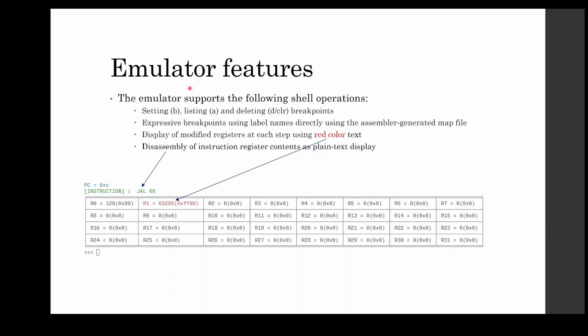Emulator. The emulator supports a variety of shell operations, including setting, listing, and deleting breakpoints. The breakpoints are expressive, using label names directly as opposed to numeric address values. Also, there is a special display of modified registers at each step. For instance, here R1 was modified by the previous instruction, which is displayed here.